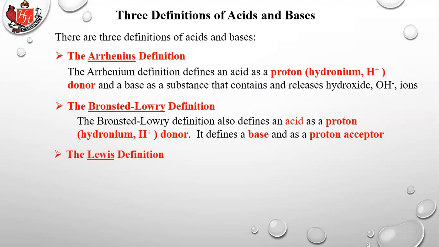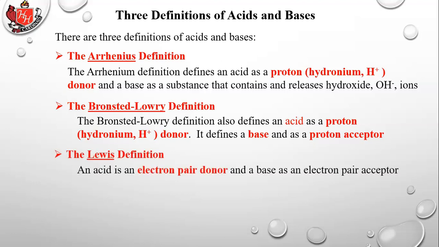So the Lewis definition is one that's never talked about even in AP chemistry or freshman college chemistry, and that defines an acid as an electron pair donor and a base as an electron pair acceptor. Now, to scientist chemists, that's actually the broadest definition and the most thorough definition. However, it's never dealt with in college freshman and high school chemistry courses.